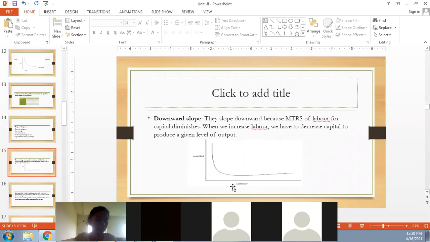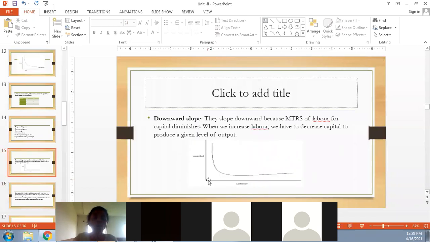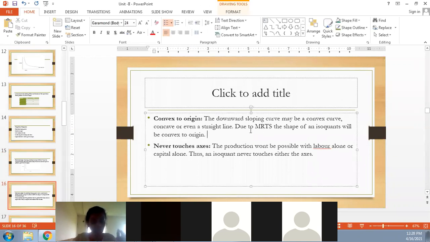So the shape of this curve, from the origin, if we observe, what is its shape? Is it concave? Convex, sorry. So here, it is convex to the origin. The slope of the curve will always be convex from the origin. A downward sloping curve may be convex, concave, or even a straight line. In some cases it will differ. But in the case of isoquants, generally, the downward sloping curve may be convex, concave, or even straight. Due to MRTS, the shape of an isoquant will be convex to the origin.